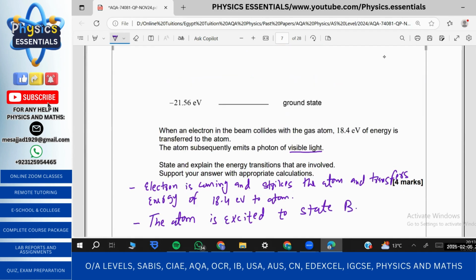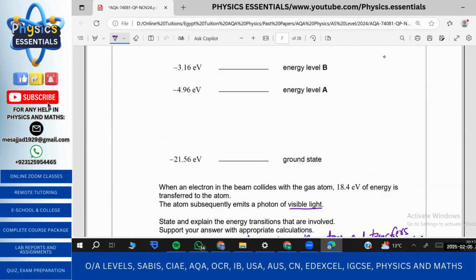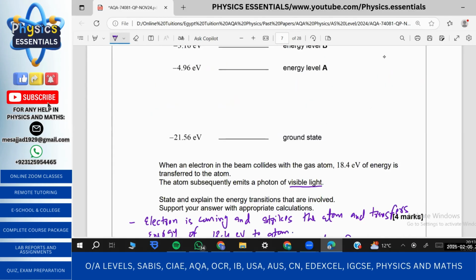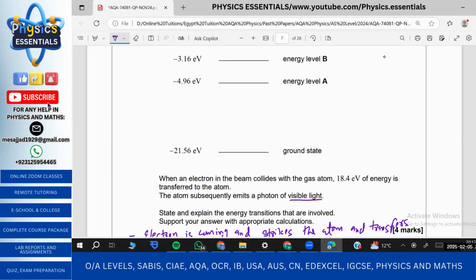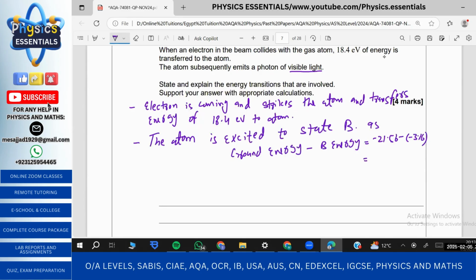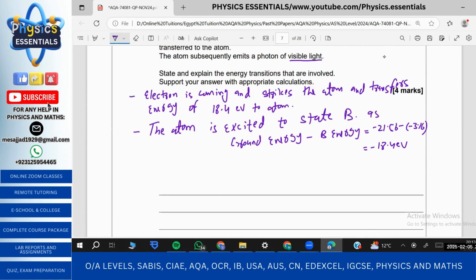Now, why would I say B? Because the difference between 21.56 and 3.16 is 18.94. As the difference between ground, if you subtract them, you get the answer as about 18.4. Okay, therefore it will move to the B.